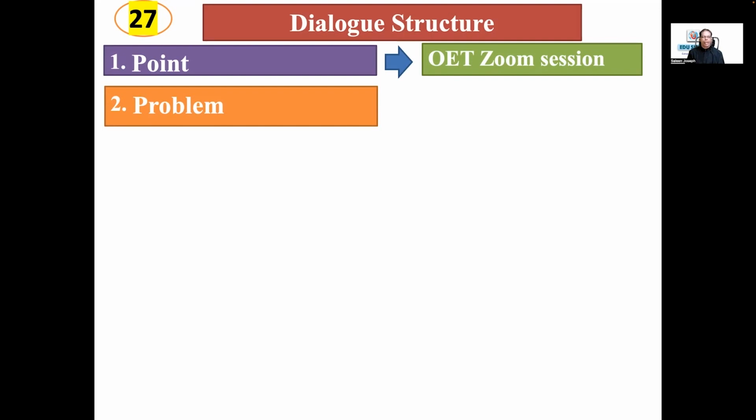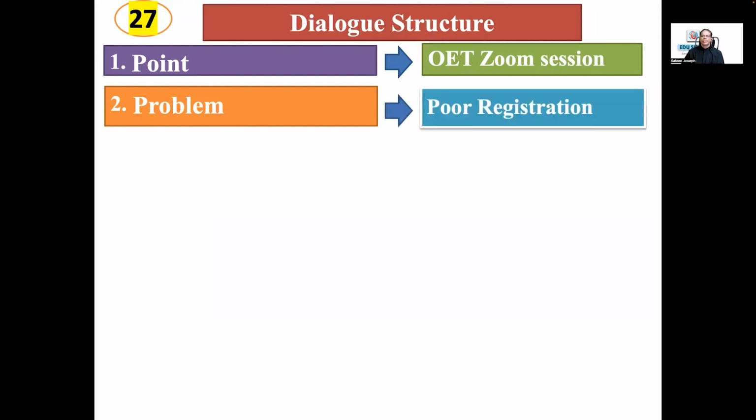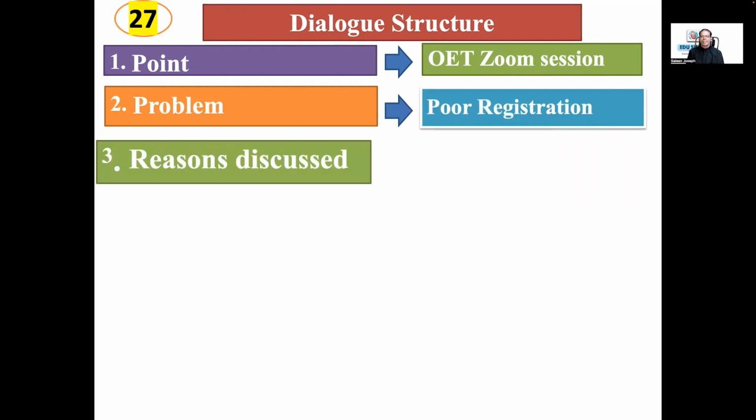I think today we have 5 dialogues and 1 monologue. Well, first one is the point. The OET Zoom session is the point, or the subject, or the focus, or the concept. Okay, and the problem is poor registration, poor attendance. Okay, reasons discussed. What are the reasons discussed?